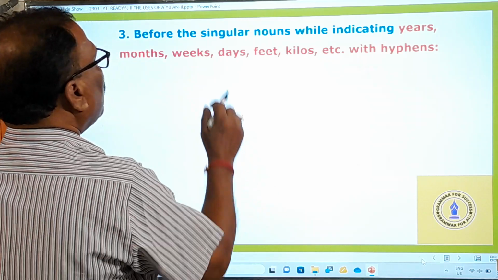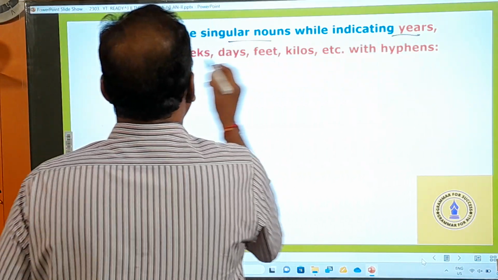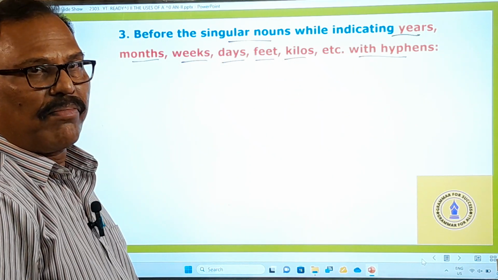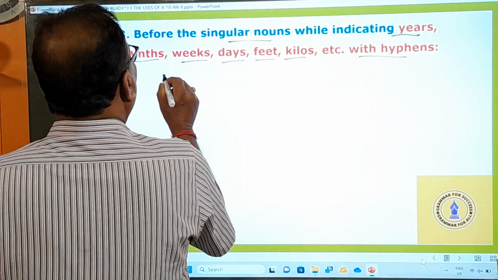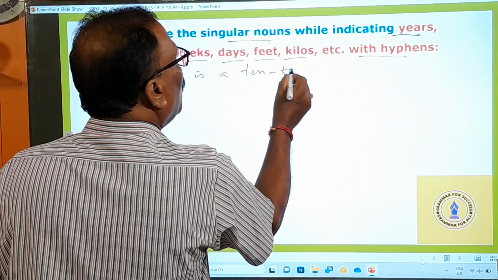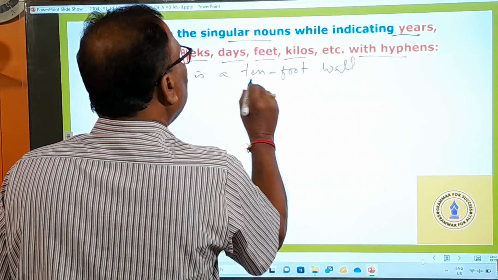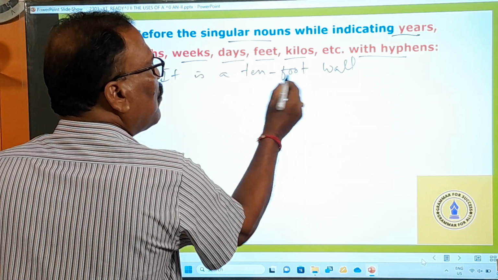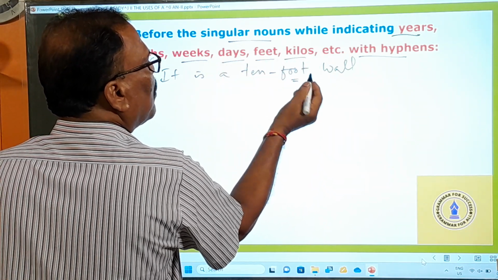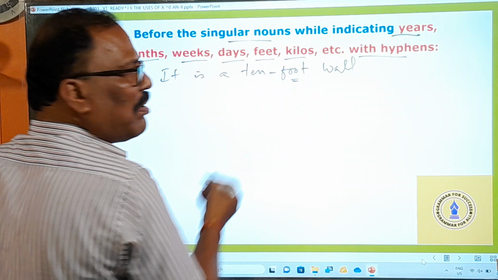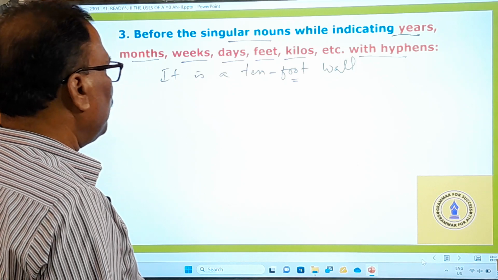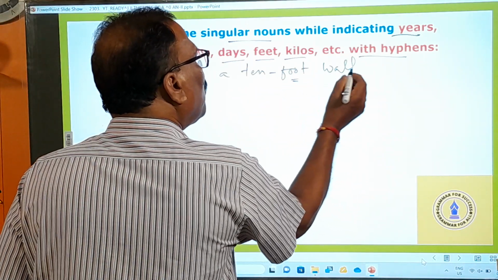Before the singular nouns, while indicating years, months, weeks, days, feet, kilos, etc., use hyphens. That's very important. Here you see that it is a 10-foot wall. Foot is what? It is mentioning some kind of measurement. So, a 10-foot wall. Don't say 10 feet wall. A 10-foot wall is the right one.